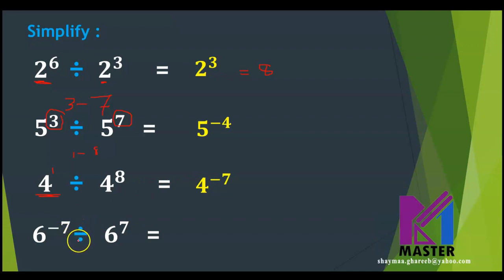We're going to do exactly the same with the coming example. I have negative 7 minus 7. And please remember, we always start with the first power minus the second power. So negative 7 minus 7 equals negative 14. Then the answer will be 6 to the power of negative 14. Is this clear?